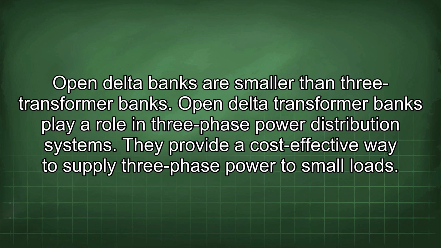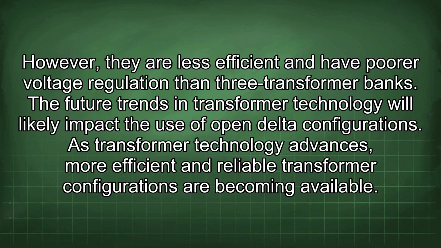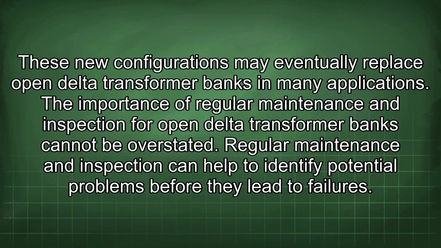Open delta transformer banks play a role in three-phase power distribution systems. They provide a cost-effective way to supply three-phase power to small loads. However, they are less efficient and have poorer voltage regulation than three transformer banks. Future trends in transformer technology will likely impact the use of open delta configurations. As transformer technology advances, more efficient and reliable transformer configurations are becoming available. These new configurations may eventually replace open delta transformer banks in many applications.